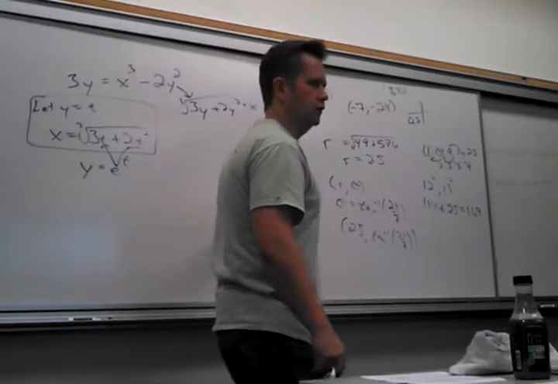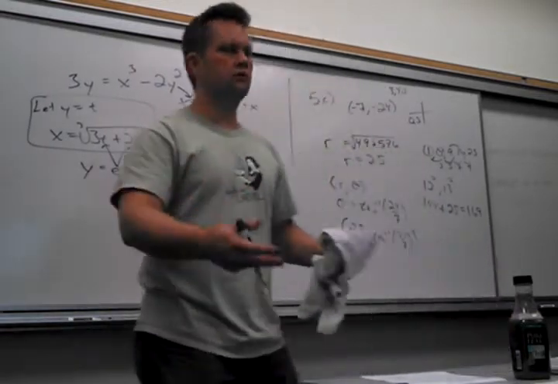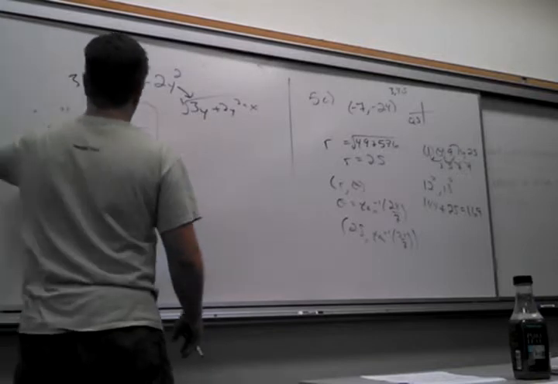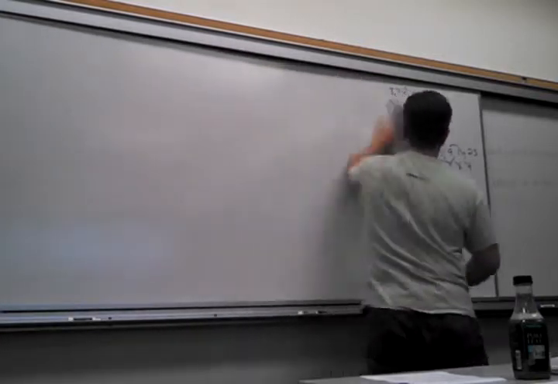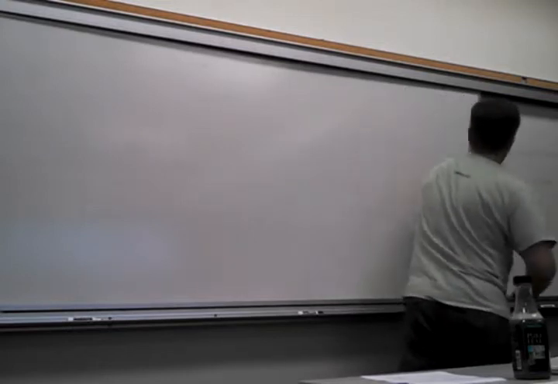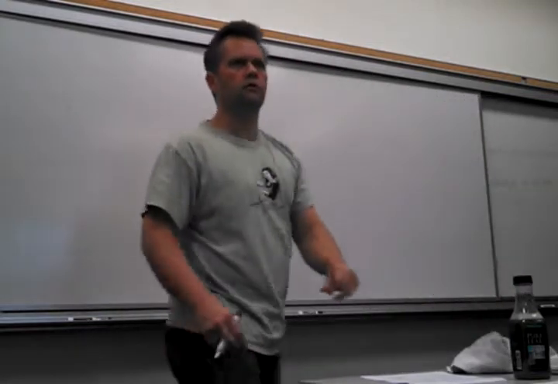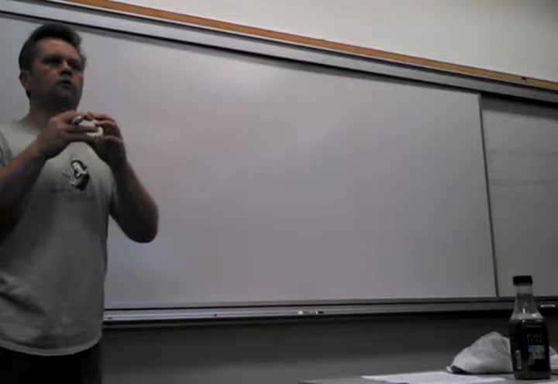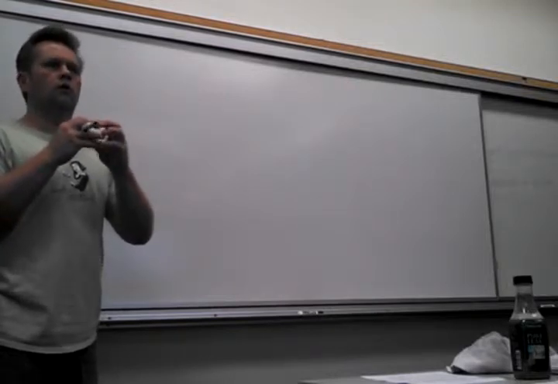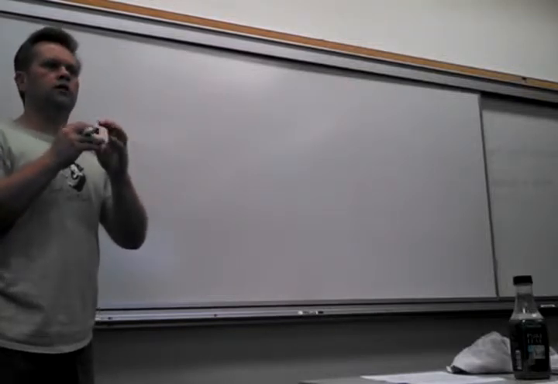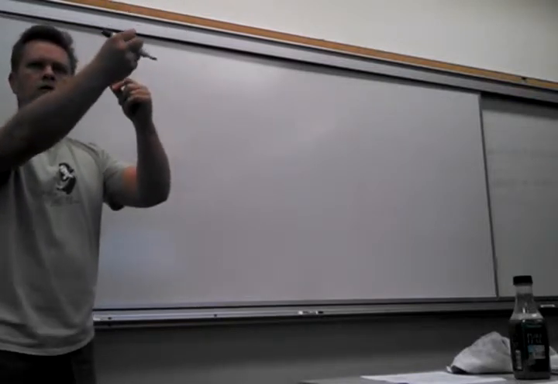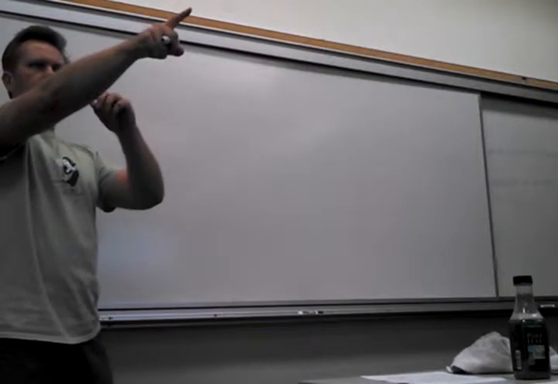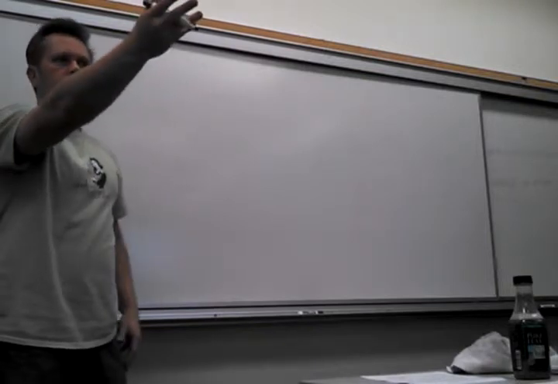When you're trying to convert from polar to Cartesian, what are you looking for? If it starts in polar, how do you get it to Cartesian? You're looking for x and y. You're looking for your identities: r squared equals x squared plus y squared. And you're looking for r cosine theta, because then you know that's x.